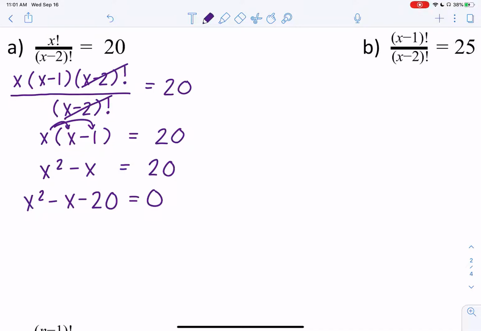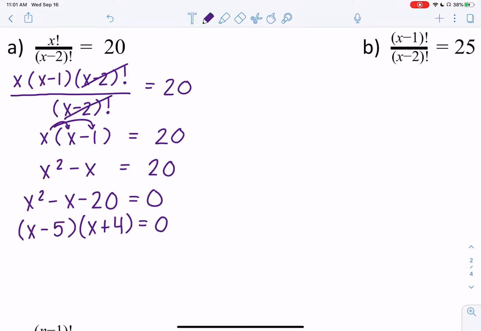And now, to solve this, we have to factor it. So our two numbers that multiply to negative 20 and add to 1 will be negative 5 and positive 4.